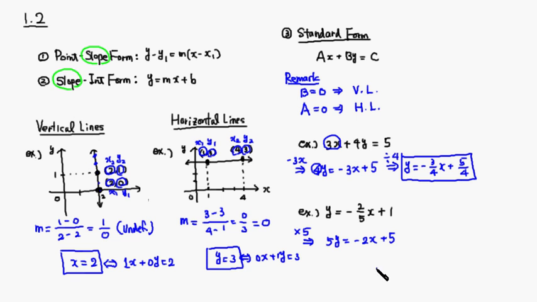All right, then the last step: we can just move this term over to the other side by adding 2x to both sides. So you have 2x plus 5y is equal to 5. So this is in standard form. All right, that's it. I hope that this was clear.